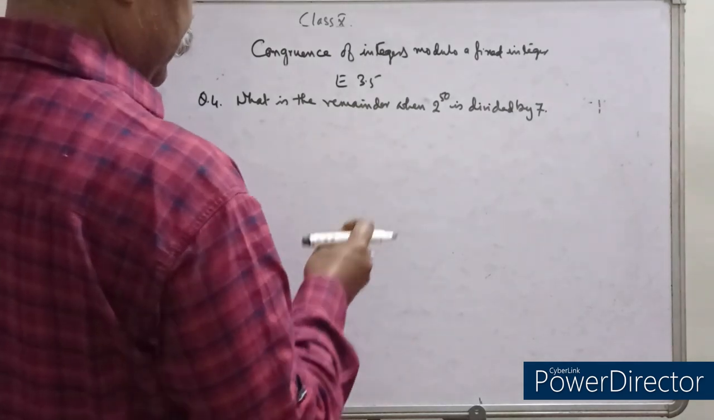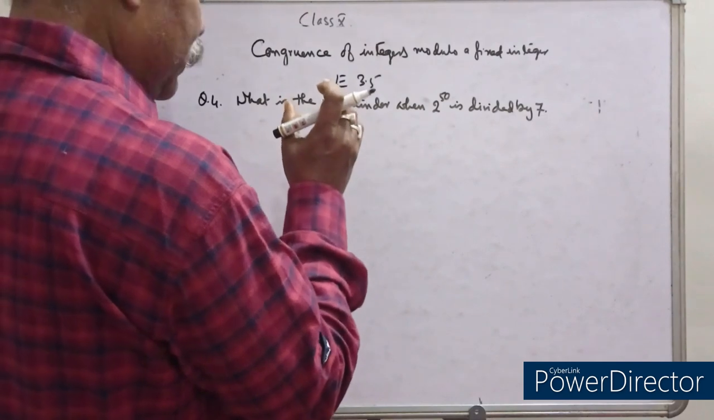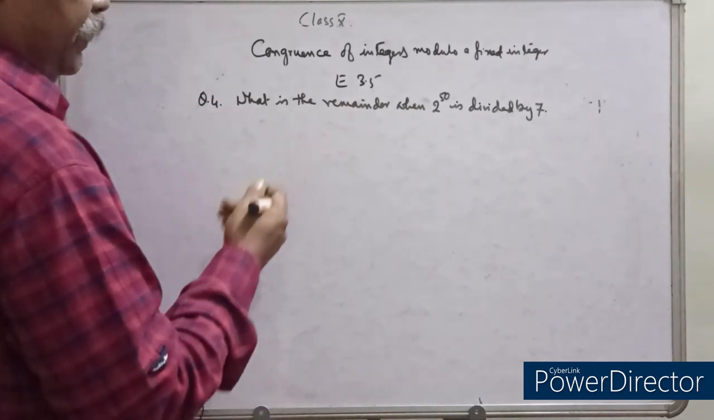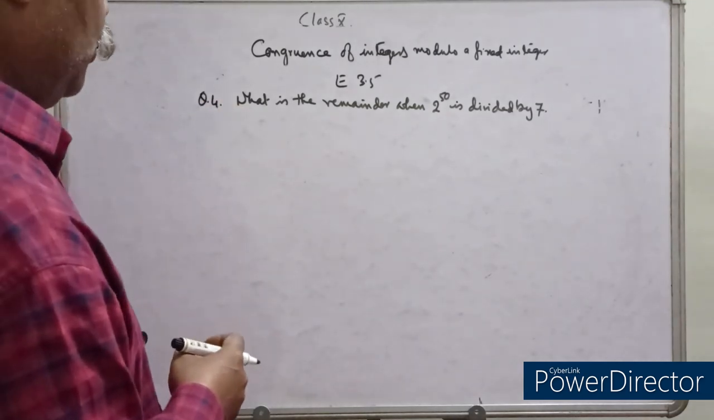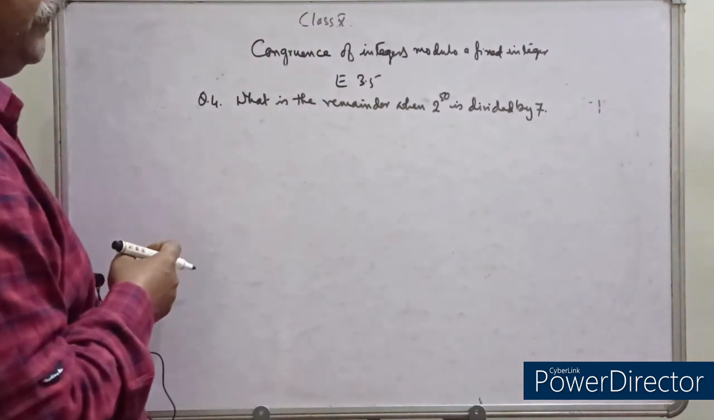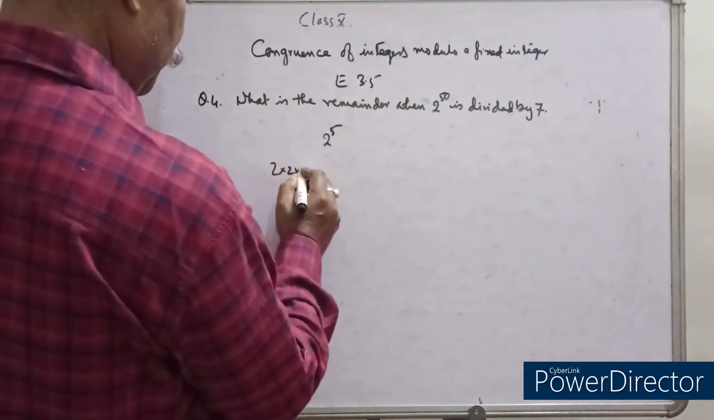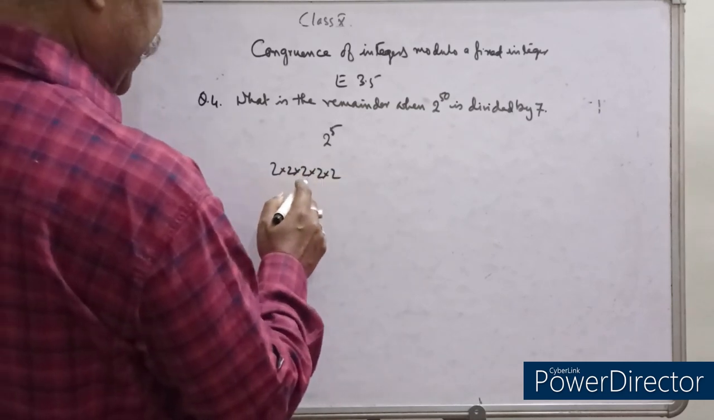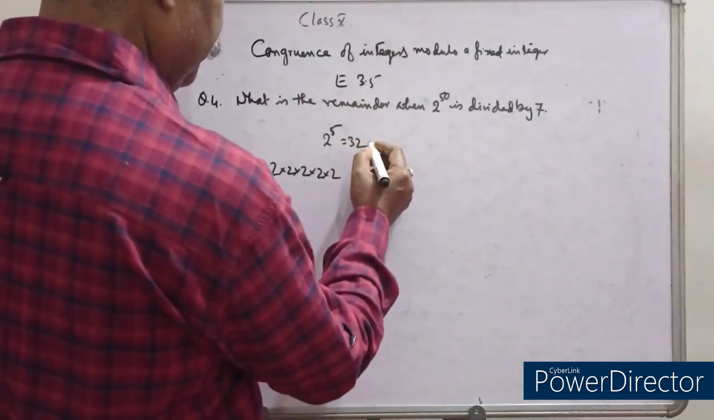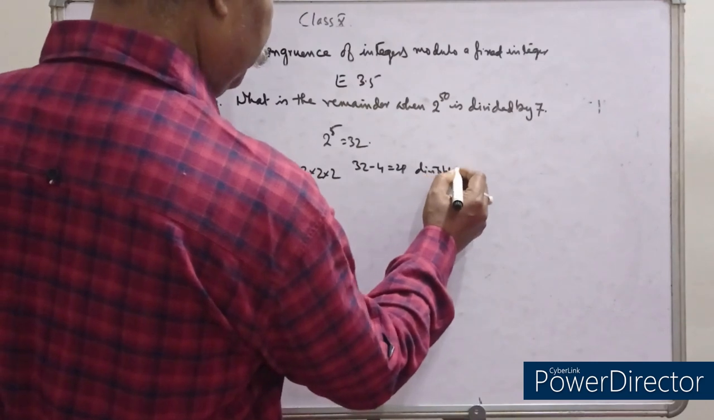Now I'm going to show you how I am going to solve this problem. While solving such problems, you have to use your own technique. I will move from the grassroots level. 7 fours are 28. Here, 2 to the power of 5 means 2 into 2 is 4, 4 to the 8, 8 to the 16, 16 to the 32. Now if you subtract 4 from it, 32 minus 4 is 28, which is divisible by 7.